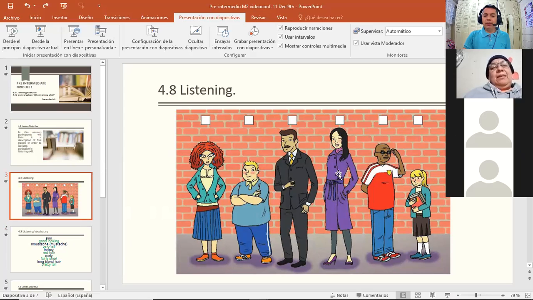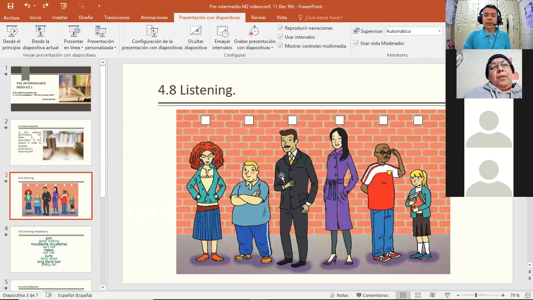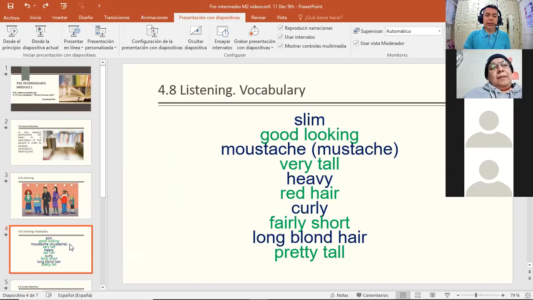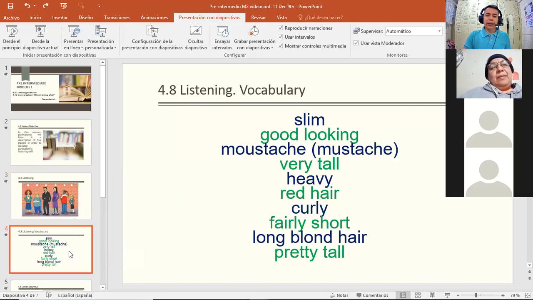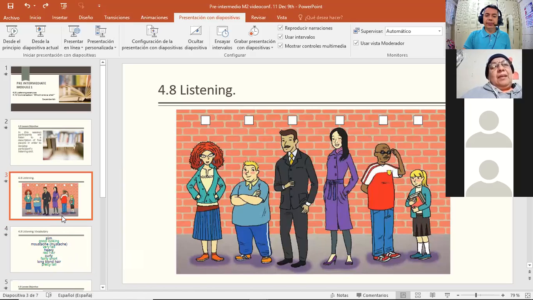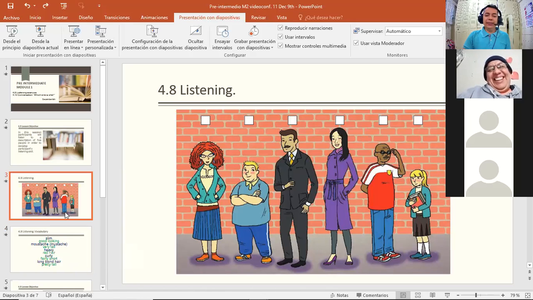I think that's good looking. Number four, number three. Probably, right? Probably, yes. Okay, good. Mustache. Number three. The man, right? Very tall. Number three or four. Probably four. Okay, probably. Heavy. Number two. All the time you're cruel with the gordito, right? It's okay. Stomach. Heavy, red, stomach. Red hair.